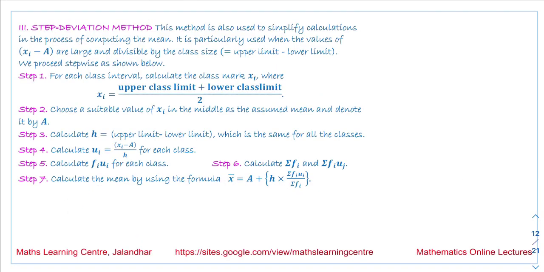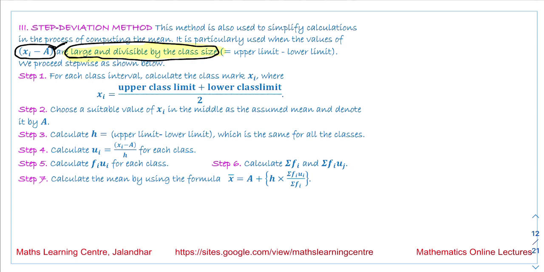So this method is also used to simplify the calculations, and it is generally used when this value of xi minus ai that we have used in the assumed mean method is large, and is divisible by the class size. This method is generally used when this condition is satisfied.